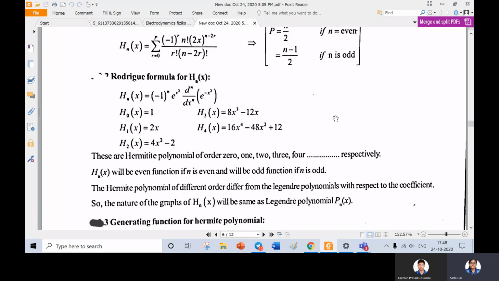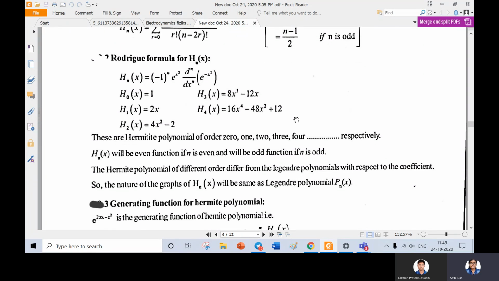The Rodrigues formula for H_n(x) gives H_0(x) equals 1, H_1(x) equals 2x, H_2(x) equals 4x^2 minus 2, H_3(x) equals 8x^3 minus 12x, H_4(x) equals 16x^4 minus 48x^2 plus 12. So these are the Hermite polynomials of order 0, 1, 2, 3, 4 and so on.